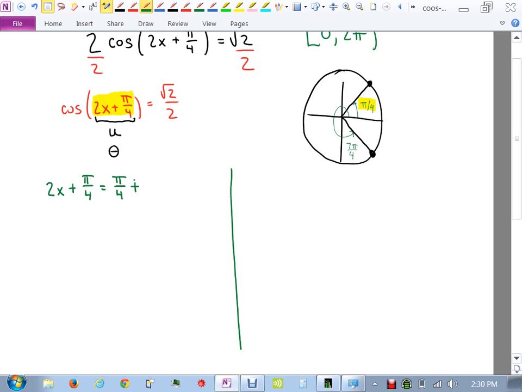We want to go all the way around, so 2 pi k, good. Now the other one, I want my 2x plus pi over 4 to be equal to the other angle, which was, what, 7 pi over 4? Plus, again, full rotations, 2 pi k.